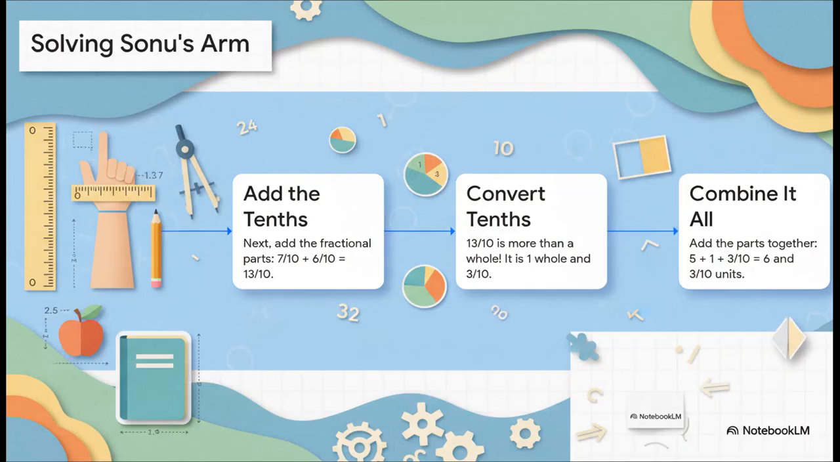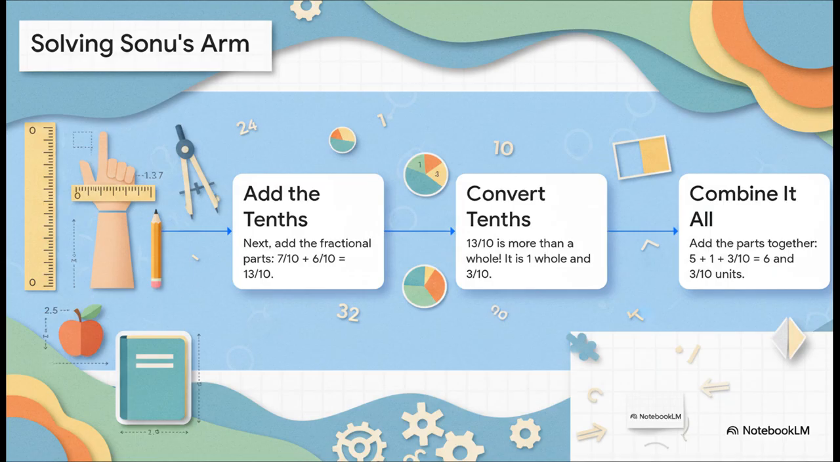All right, are you back? Did you get the answer? Let's do it together, step by step. First, we add the whole numbers. So 2 plus 3 is 5. Easy. Next, we add the tenths. 7/10 plus 6/10 gives us 13 tenths. 13 tenths. Now remember, 10 tenths make 1 whole unit, right?